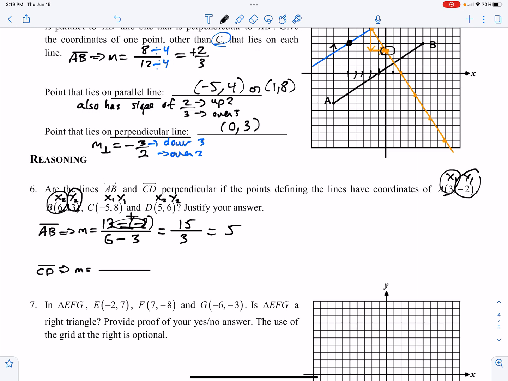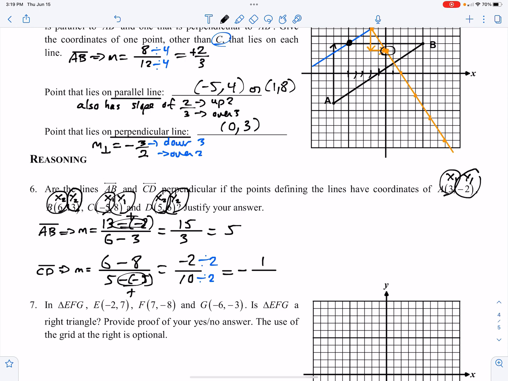Okay, now if I do the second one, I have y2, that's 6, minus y1 is 8. And then x2, that's 5, minus x1, which is -5. So minus a minus again is plus. So 6 minus 8 is -2, over 5 plus 5 is 10. Reduce this to lowest terms by dividing top and bottom by the largest number that goes into both of them, which is 2. And we get a negative number, -1/5.